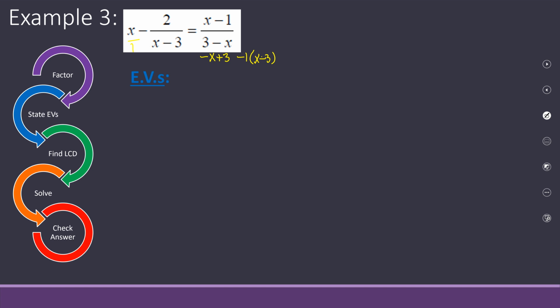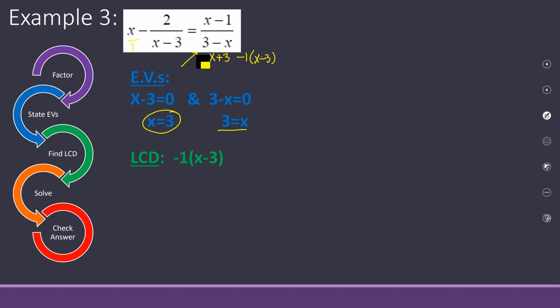Okay. All right, let's do our excluded values. X minus 3 equal to 0, so I get 3. And 3 minus x equal to 0 still gives me 3. So I truly only have one excluded value. They're the same. All right, and again, common denominator, I need a negative 1 multiplied by the x minus 3.